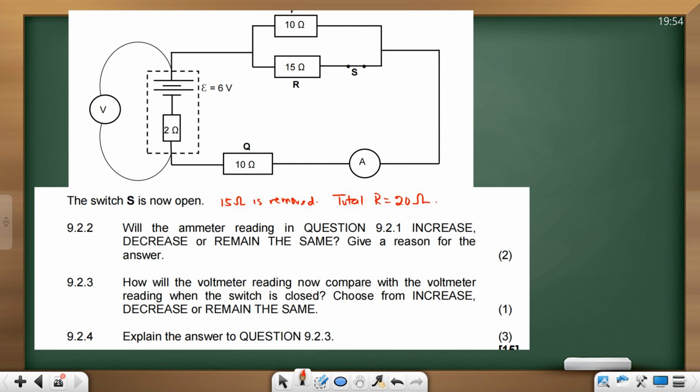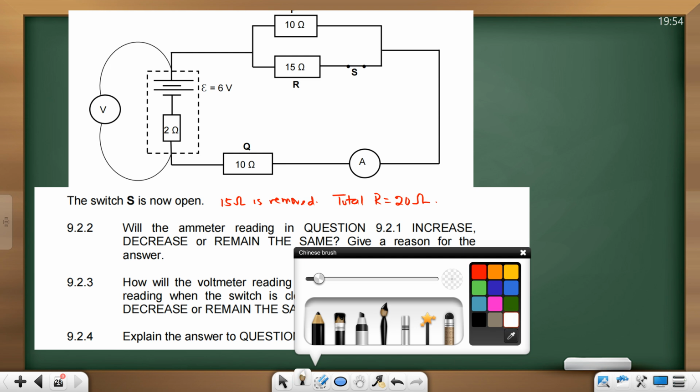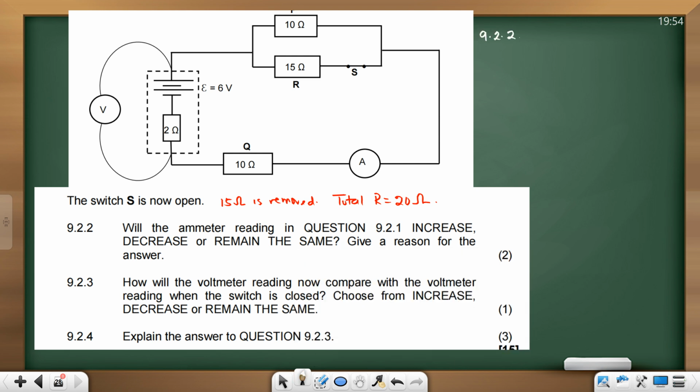Okay. Will the ammeter reading increase or decrease? Very simple. We have already said what? Total R. Total R does what? Is increasing, right? Therefore, total I will what? Decrease. Why? R is inversely proportional to I.